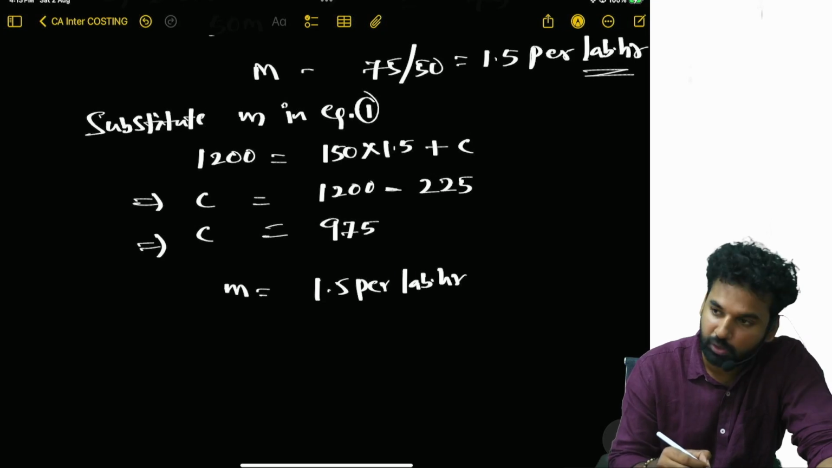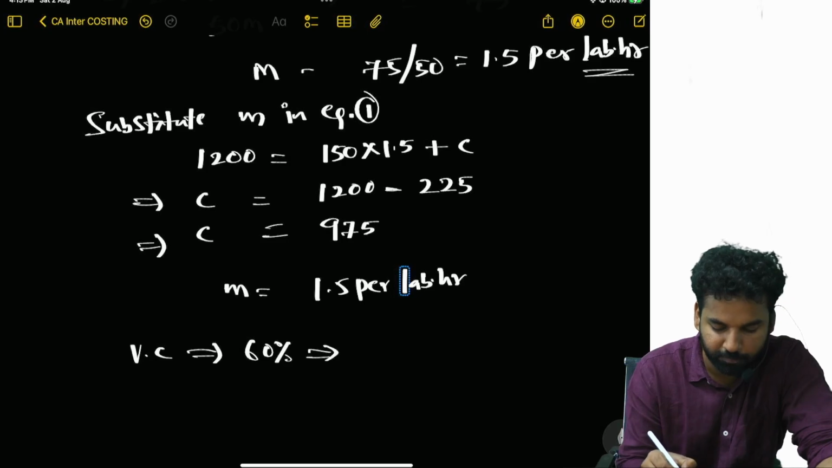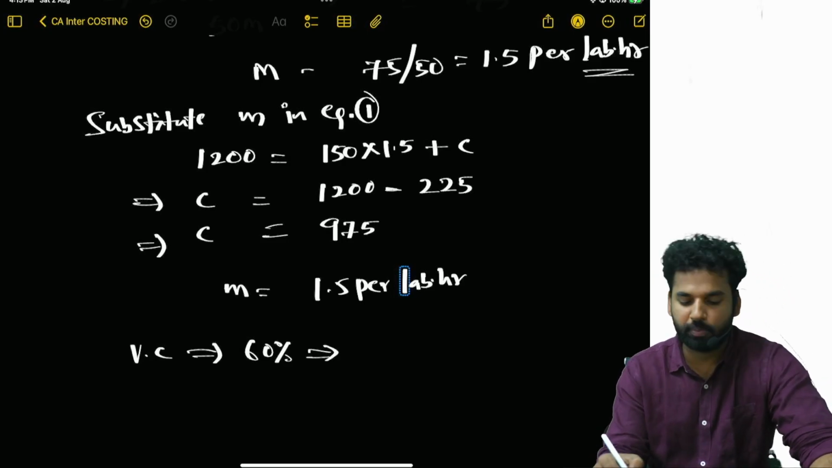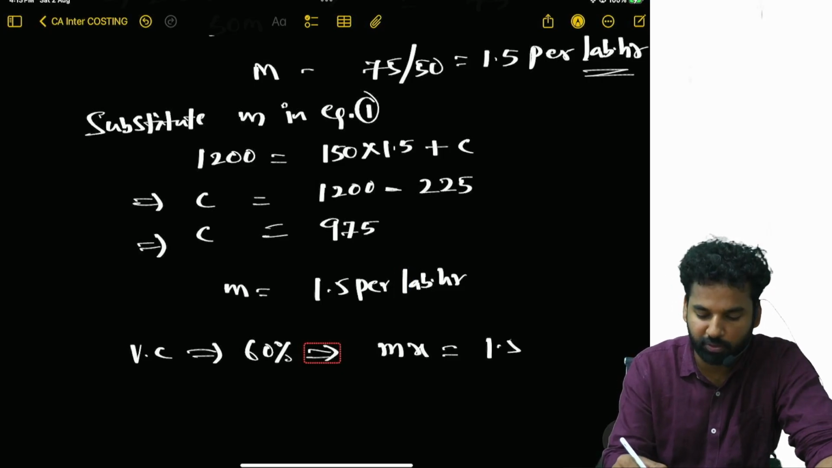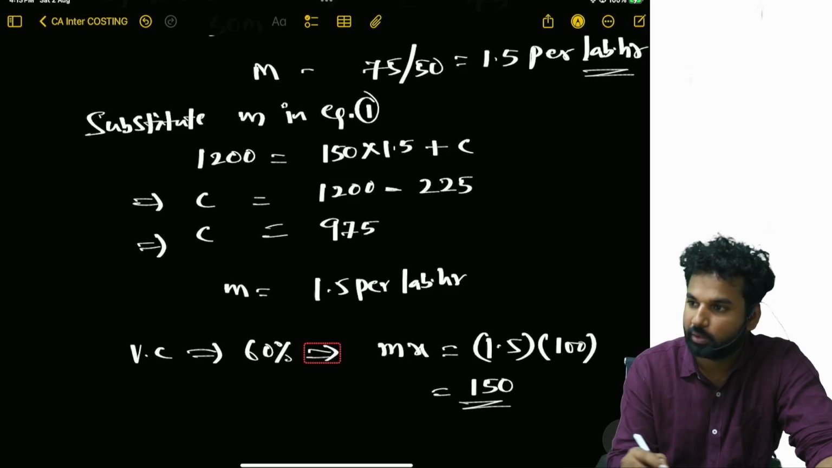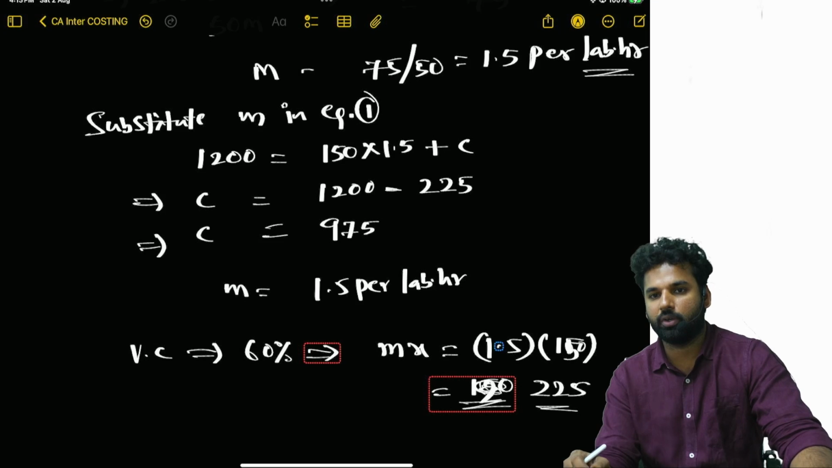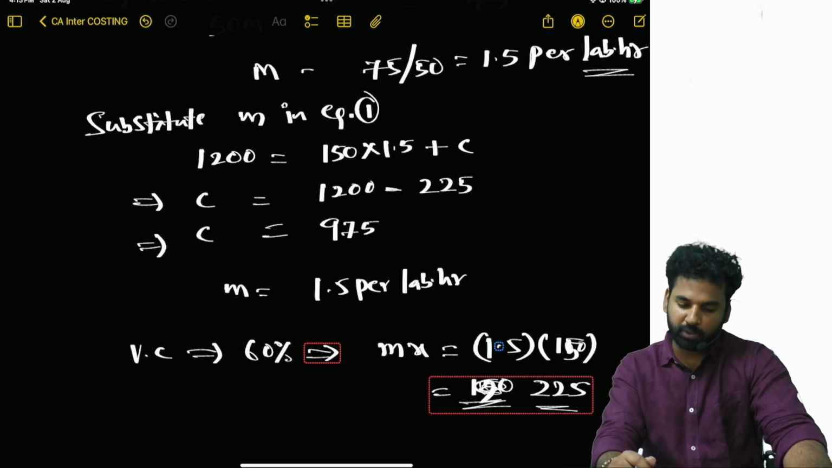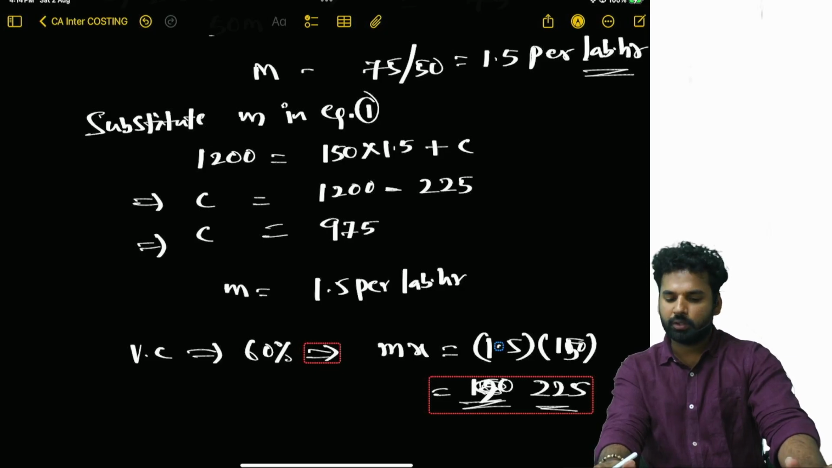Right. So now, what will be the variable cost at 60% capacity? Variable cost at 60% capacity is mx. What is m? 1.5 into 150 hours, which means 225. 225 will be the labor cost or variable cost, and 975 will be the fixed cost. Correct? Total, how much are we getting? 1200 will be the total cost.